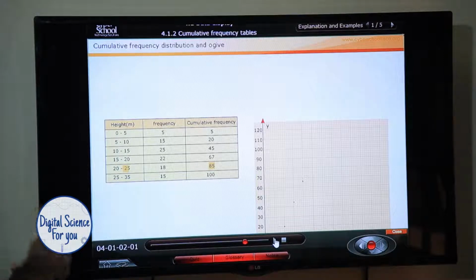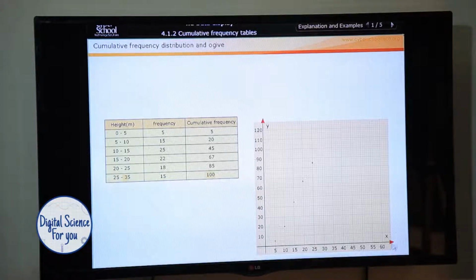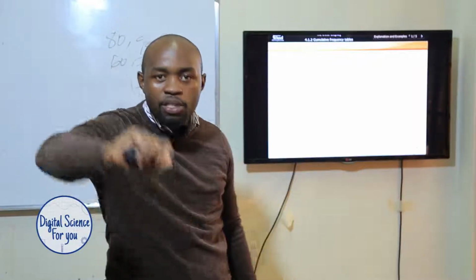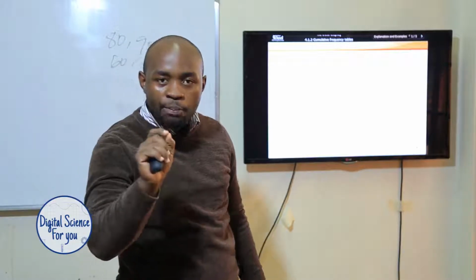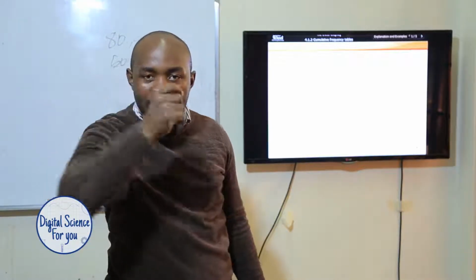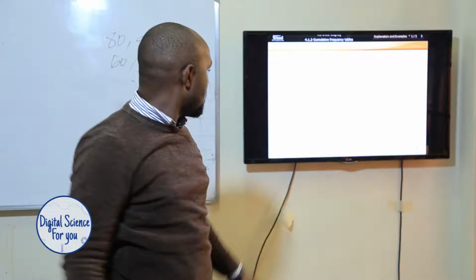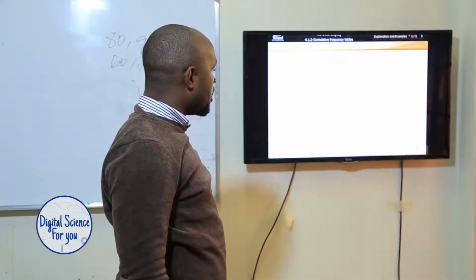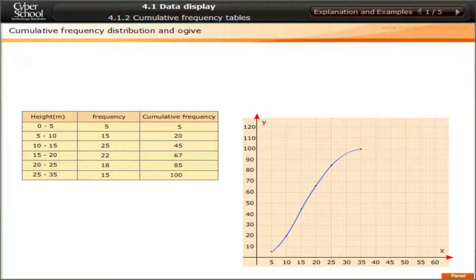25 with 85, then 35 with 100. After drawing all these, I go ahead and connect them smoothly with a smooth curve. Now, for a frequency polygon, we had to meet each point. In this case, we draw a smooth curve that comes out forming a sigmoid shape like that. It's like an S shape.